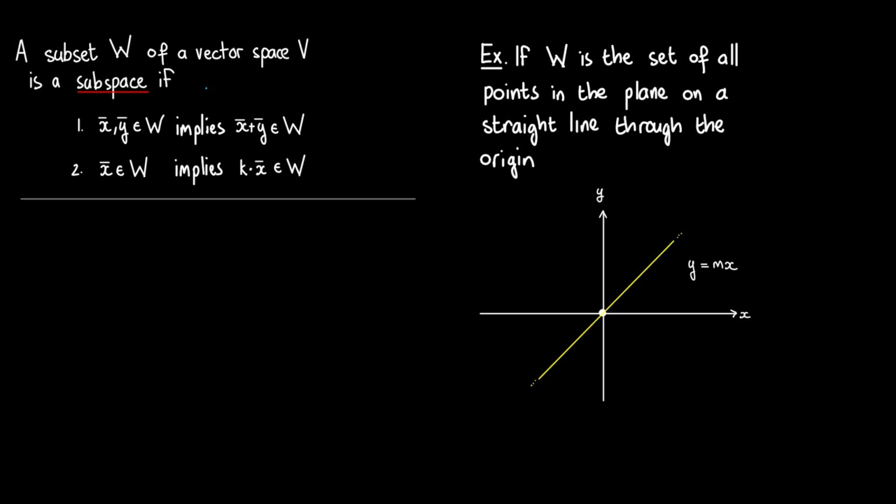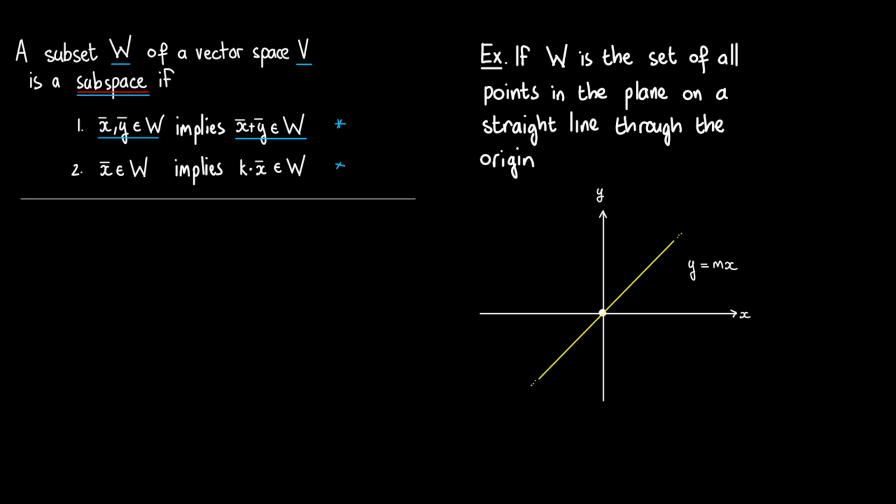So a subset W of a vector space V is called a subspace if it satisfies these two conditions over here. And this first condition is called closure under vector addition. And what does it say? It just says that if you take any two vectors in W, when you add them, you again end up with a vector in W. And that's why it's called closure under vector addition.